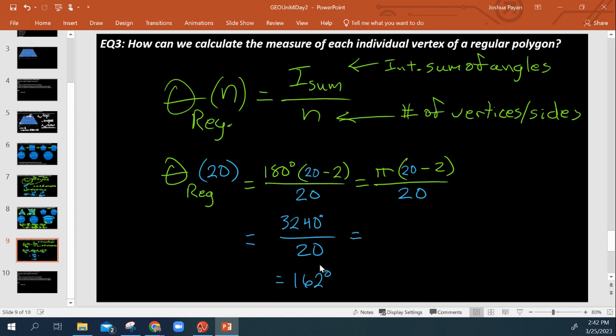Pretty crazy. And then in radians, we would have 18 pi. 20 minus 2 is 18. 18 times pi just gives us 18 pi. Over 20, I can easily just reduce that now. That becomes 9 pi over 10.